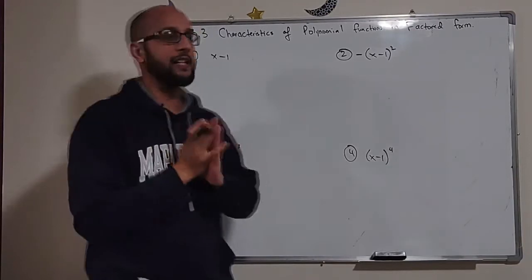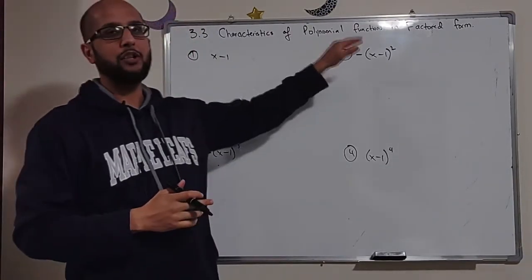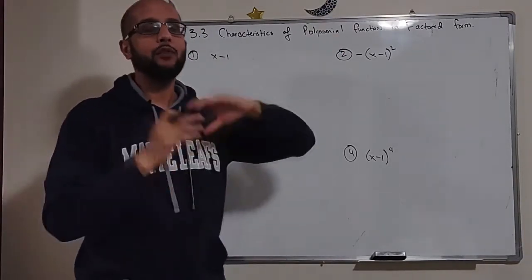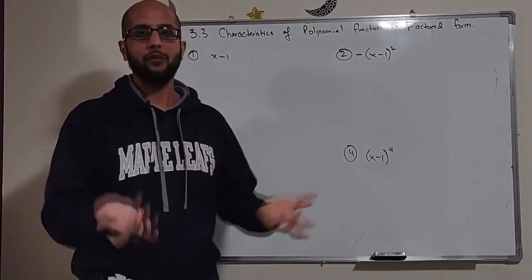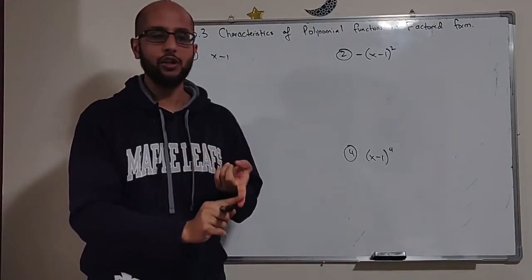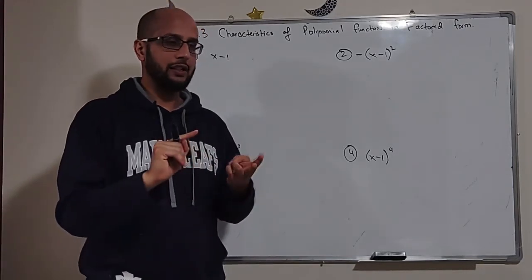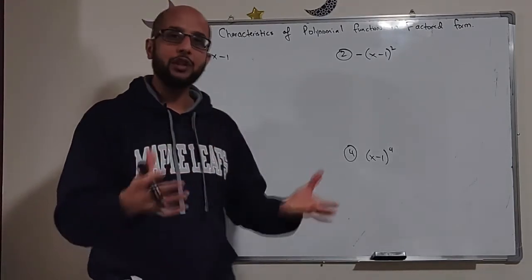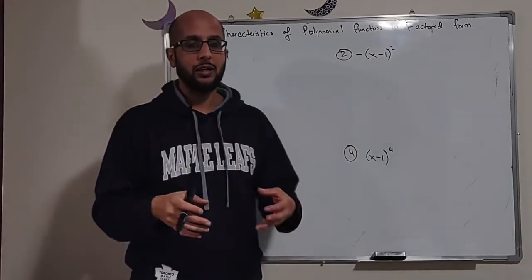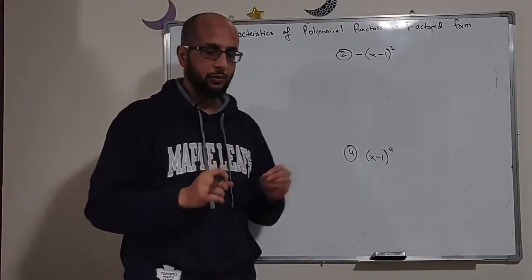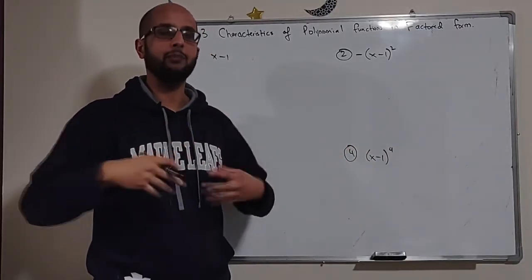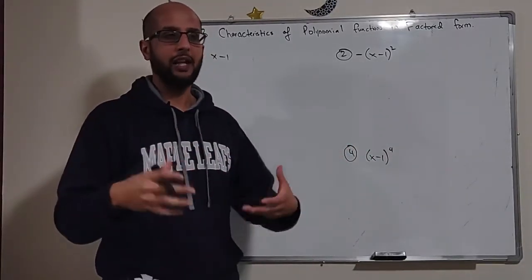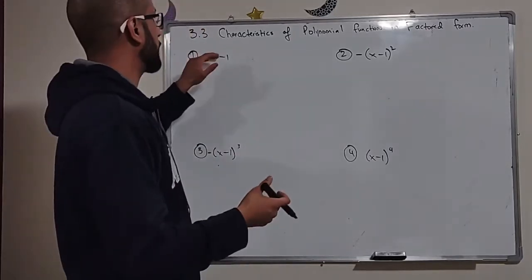The next section we're going to look at is 3.3, characteristics of polynomial functions in factored form. We have already looked at general characteristics of our functions based on some information that's given to us, like the degree of the function, the number of turning points, the number of possible zeros. Now we're going to get into a bit more detail, which this whole chapter will be slowly working towards getting a more accurate graph every single time, every single section as we go on.